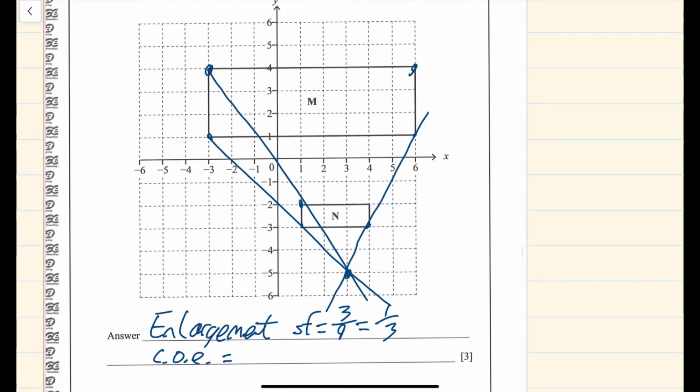And you can see as well, why not? Let's do them all. You can see that's where we go to. So you would use a ruler, and that's how it would work out. So that point is 3, minus 5. So my center of enlargement is (3, -5). You make sure you use a ruler when you do that, just to be accurate.